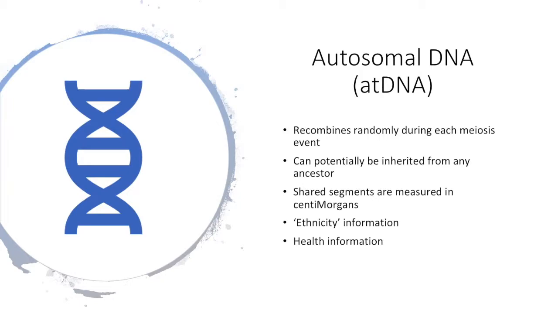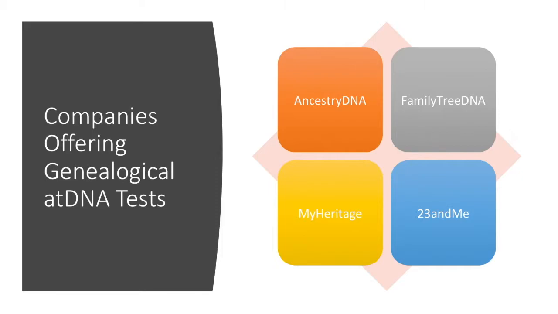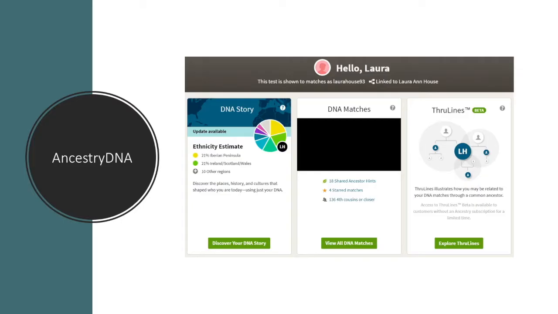So you're not only faced with the decision of which test to take, you're also faced with the decision of which company to test with. We're going to look at four of the biggest, most popular companies in the UK at the moment: Ancestry DNA, Family Tree DNA, MyHeritage, and 23andMe, starting with Ancestry DNA.